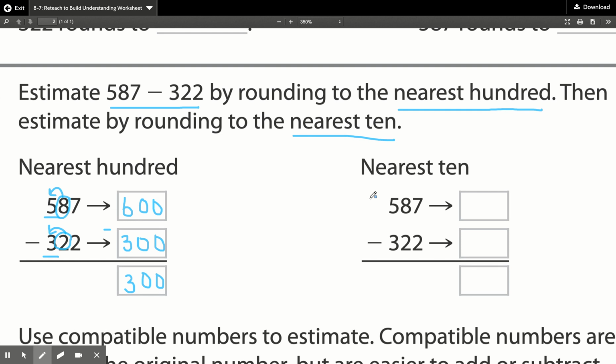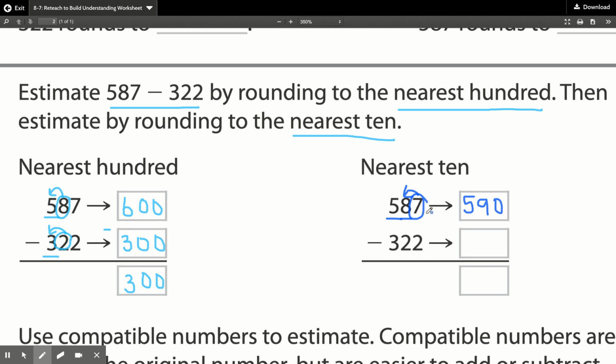Now let's do 587 minus 322 rounded to the nearest 10 spot. So in 587, my 8 is in my 10 spot. I'm going to look next door to my 7. My 7 is going to tell my 8 what? Remember, 5 or more, it's going to raise the score, so that 8 is going to turn into a 9. Our number in front here in our hundred spot, that's going to stay the same. So it's going to be 590, and then that 7 turns into a 0.